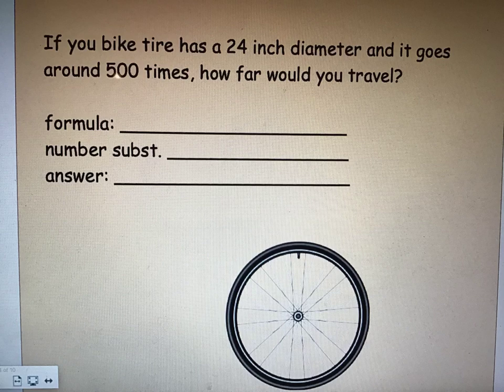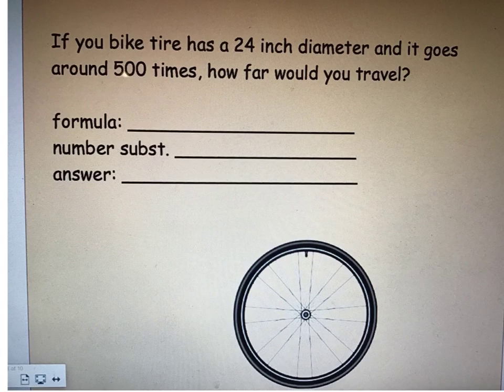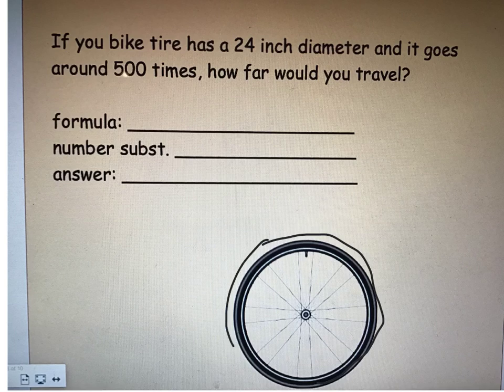All right, so this is a question more like you would see on an MCA. They're not just going to ask you a basic, what's the area of a circle, what's the circumference of a circle. That's too easy for you guys. So they're always going to give you some kind of word problem and ask you to figure something out. So this question says, if a bike tire has a 24-inch diameter and it goes around 500 times, how far would you travel? So before you do the question, you have to decide, is this an area or circumference question? I'm actually going around this bike tire. So I'm measuring the around, which is going to be your circumference formula.